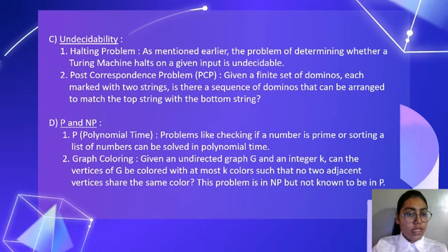The fourth one is P and NP. For P, polynomial time, problems like checking if a number is prime or sorting a list of numbers can be solved in polynomial time. For NP, graph coloring: given an undirected graph G and an integer k, can the vertices of G be colored with at most k colors such that no adjacent vertices share the same color? This problem is in NP but not known to be in P.